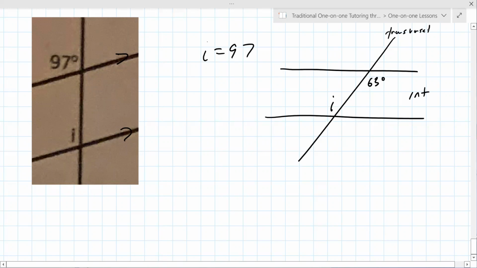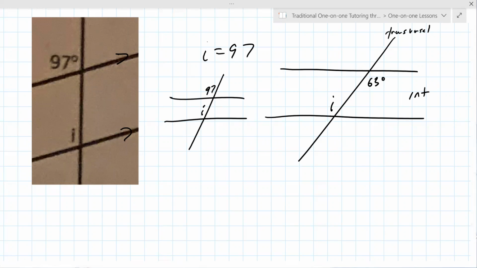So 97 and I are not alternate interiors. They're in the same relative position, meaning they're essentially the same. Well, not the same, but you know what I mean. So therefore they'd be corresponding, and then I would be 97 degrees, corresponding angle. Yeah, I guess this isn't really too tricky.